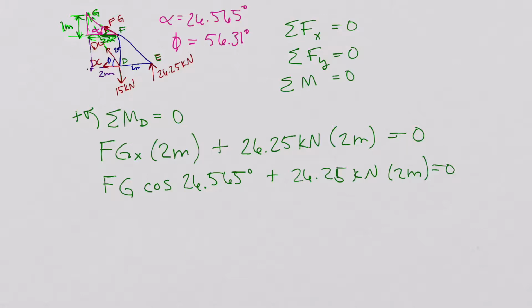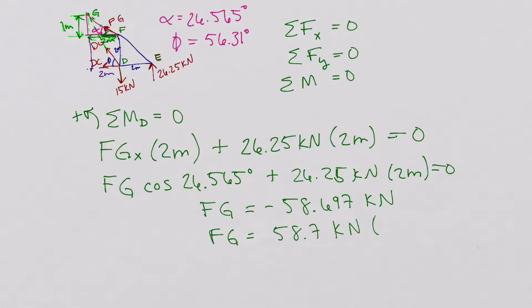Alright, so I just did that calculation. I got FG is equal to negative 58.697 kilonewtons. So that negative tells me that that's in compression. So FG equals 58.7 kilonewtons in compression. So now we have one of our forces, FG. Now if we sum the forces in the y direction, we'll just have one unknown since that DC is all in the horizontal.